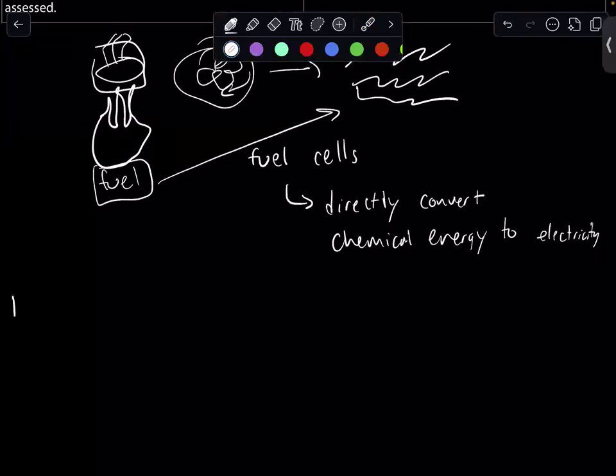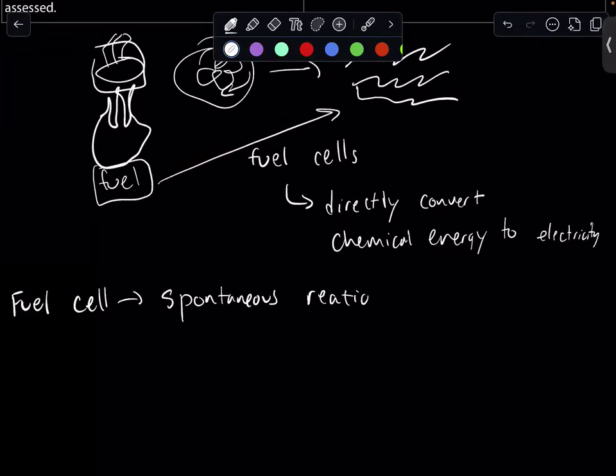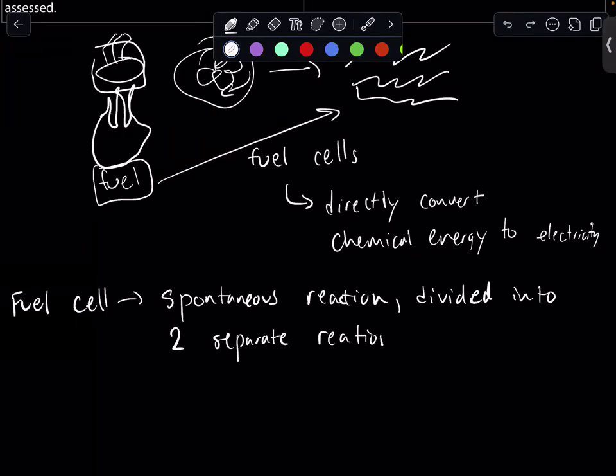So the first thing we want to talk about fuel cells is they require a spontaneous reaction. So a reaction that's going to happen on its own. So a spontaneous reaction, and it needs to be divided into two separate reactions, or divided into two separate parts connected by a wire.